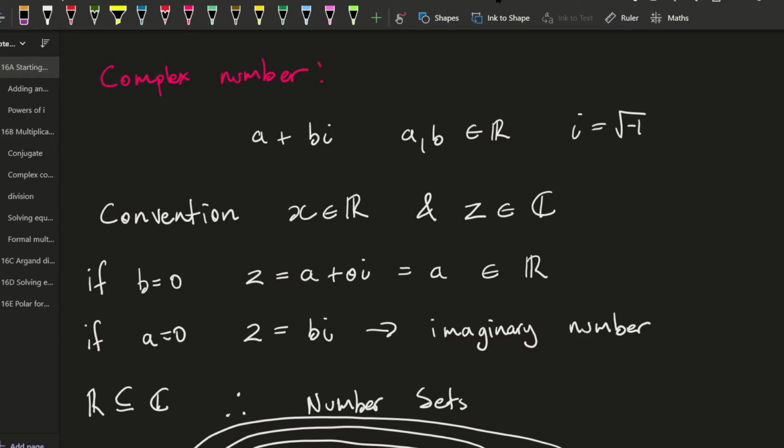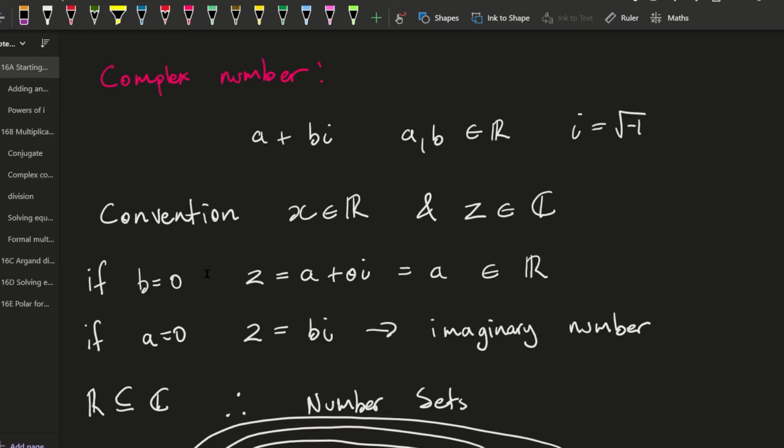Also, when you have a complex number z, if the coefficient for the complex component is 0, so in this case if b is equal to 0, then you've just got a plus 0i, which is a, and that's just an element of the real numbers. Similarly, if a was 0, then we've just got z equals bi, and that's what we call an imaginary number.